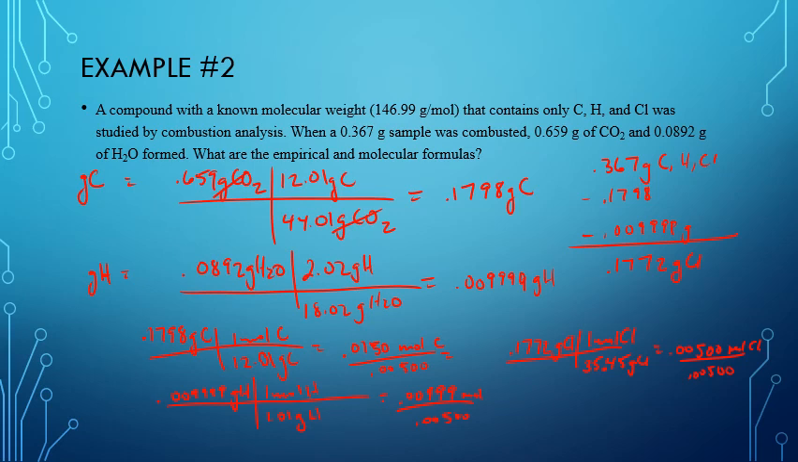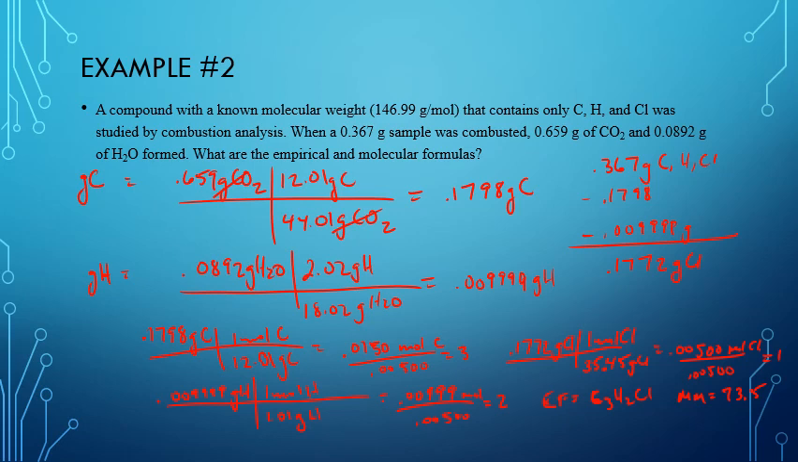So now when I do this, I end up with 3 atoms of carbon, 2 atoms of hydrogen, and 1 atom of chlorine. So my empirical formula would be C3H2Cl. And now from there, the molar mass of this compound, we would have 3 times 12.01 plus 2 times 1.01 plus 35.45, and that gives us an empirical formula mass of 73.5.